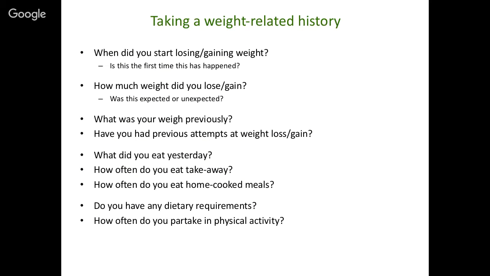Taking a weight-related history. So rather than just asking someone, tell me about your diet and exercise, if you've got a bit more time, these are some good questions to ask. The big one is probably the second one. So how much weight did you lose or gain? And was it expected or unexpected? Okay, so obviously unexpected weight loss, you're worrying about malignancy. You can ask them about previous weight loss or weight gain attempts. And then going through asking about takeaway and home cooked meals and do you get vegetables? They're 3 quick, easy questions to ask as well.